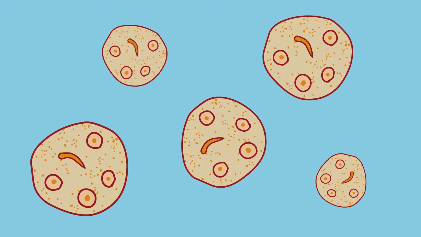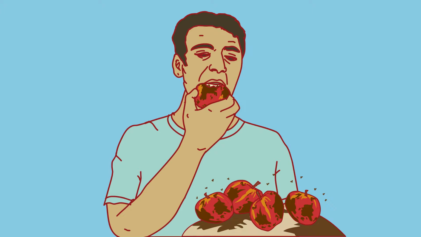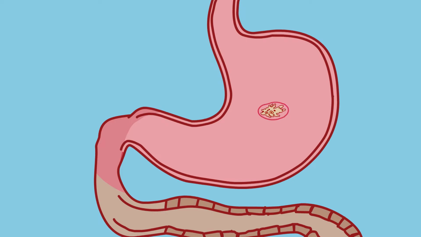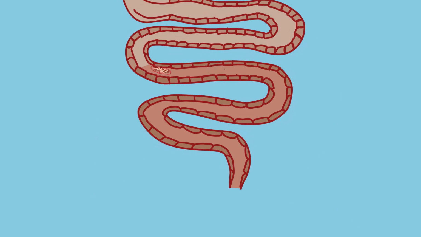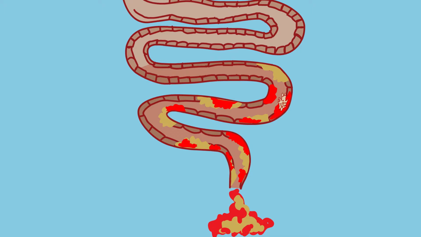Infection occurs after ingesting amoebic cysts. Cysts are like the eggs of the amoeba, and they are ingested from contaminated food and water. When ingested, the cysts pass through the stomach to the small intestine, where they form amoebas, and invade the lining of the colon, causing tissue destruction and increased intestinal secretion, resulting in bloody diarrhea.